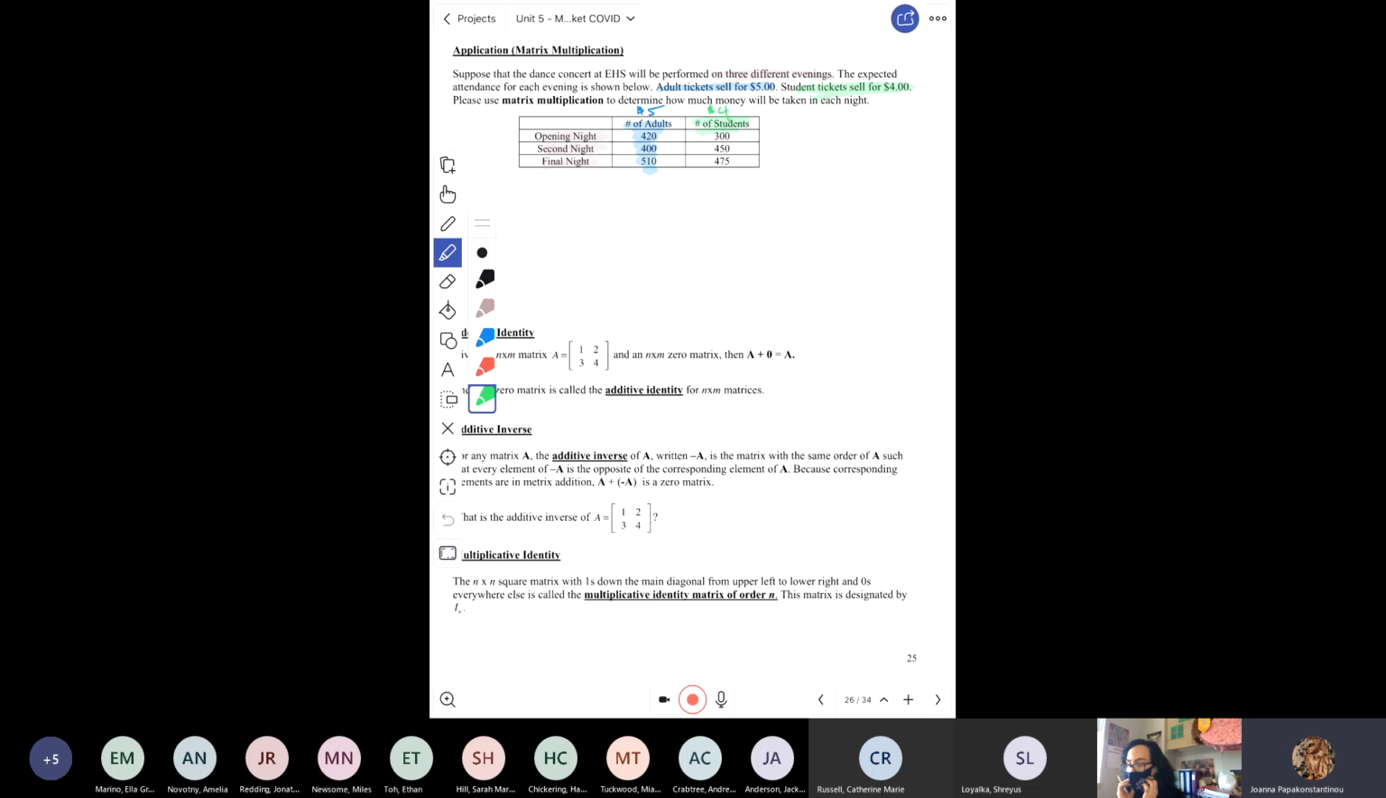You are to use matrix multiplication to determine how much money will be taken in each night. Now, I don't have to use matrices, but you're being asked to use matrices. So what I would do is I would first represent this data here in a matrix. And what is the order of this matrix? It is a 3 by 2 matrix.